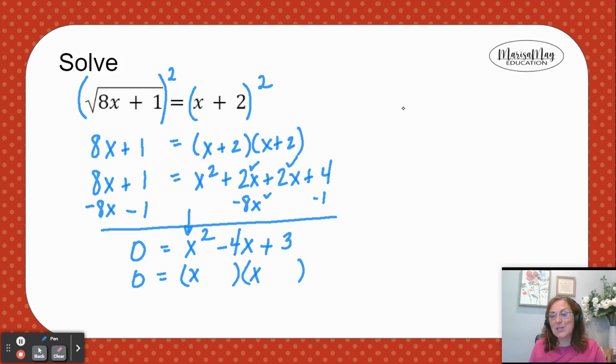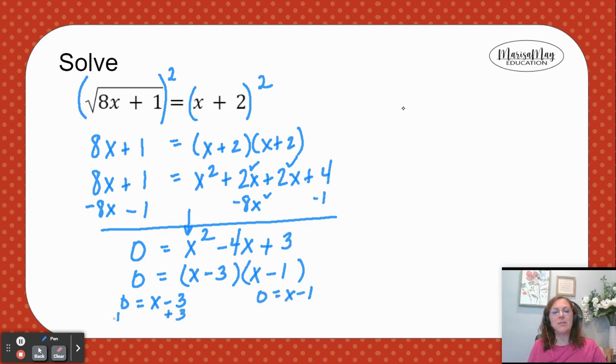Next, we need to ask ourselves what two numbers will multiply to give me positive 3, but add to give me negative 4? That's going to be negative 3 and negative 1. It doesn't matter which order you put them in the parentheses. So now I'm going to take each parentheses and set it equal to 0. And I'm going to solve.